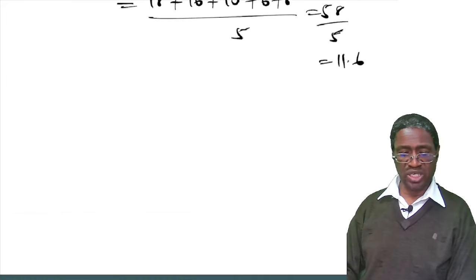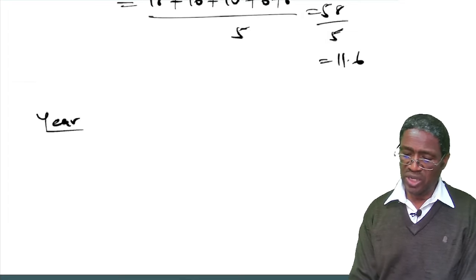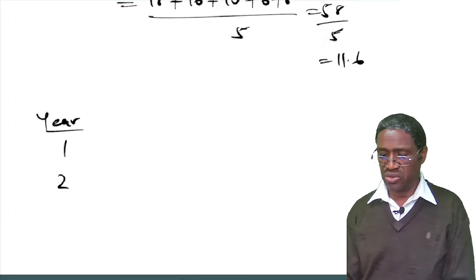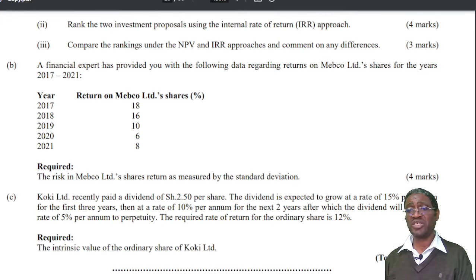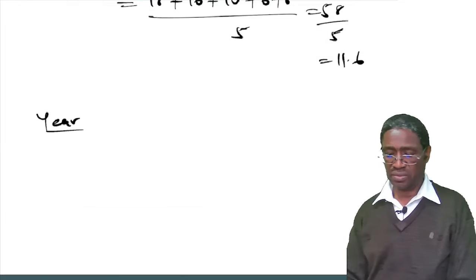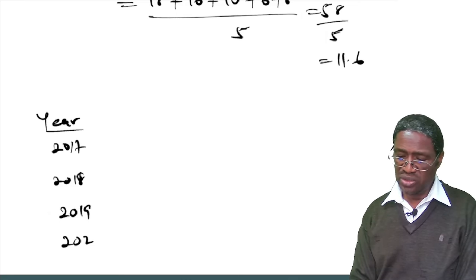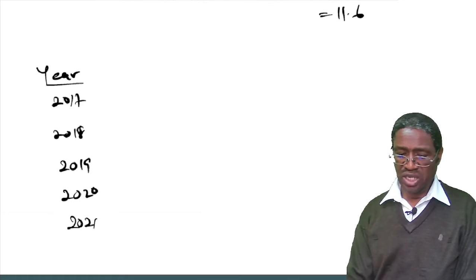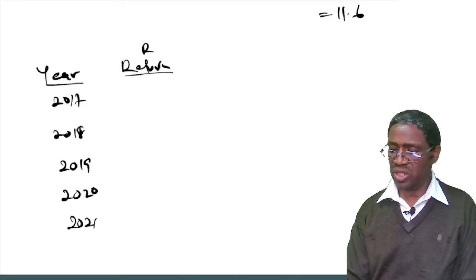For standard deviation, let me prepare a table now. We need to get the column for the year. Year 1, year 2, year 3. There were 2016, 2017. Which other years? 2017, 2018, 2019, 2020, and finally 2021. Then we come and quote the returns, we can call it X.